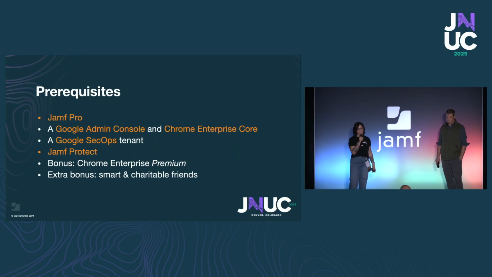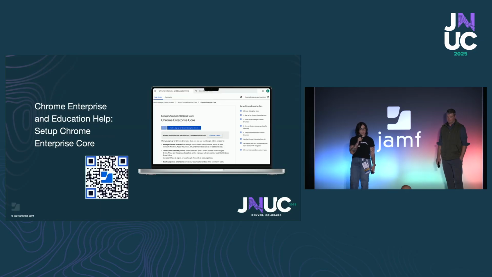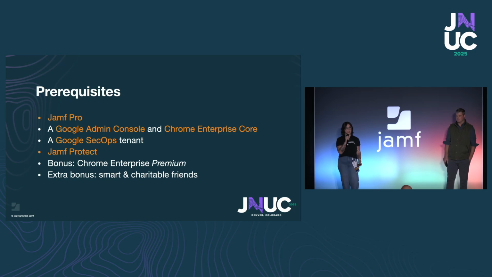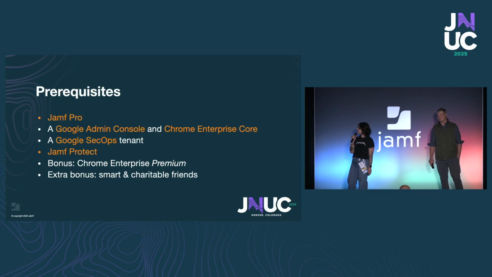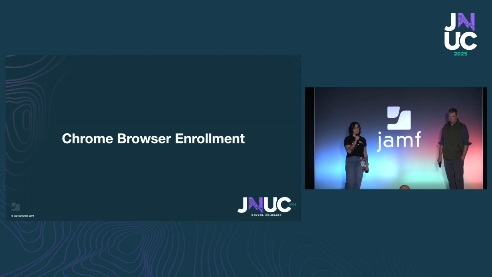Hopefully we do. All right, so what you need for this, if you're going to do it the way that we did it at least. Here we go. Okay, so we have Jamf Pro, a Google Admin Console with Chrome Enterprise Core, Google SecOps, Jamf Protect. If you've got Chrome Enterprise Premium, it unlocks even more deep integration across the platform. So it's a nice thing to have. If you have licensing for it, you can leverage it, and we'll show a little bit of examples of that. And then when you have super smart and charitable friends at your organization that help you figure out how to do stuff, that's like the bonus. That's the extra bonus.